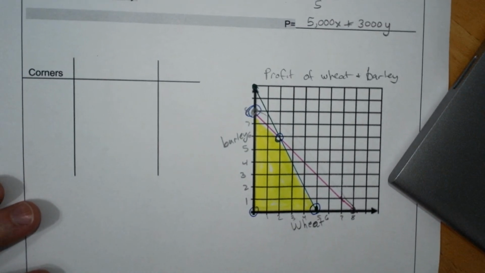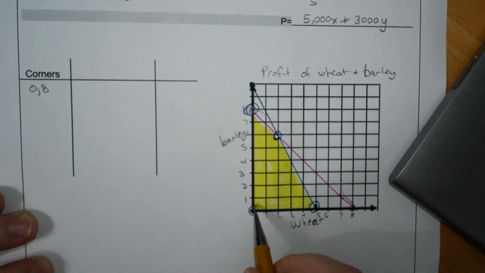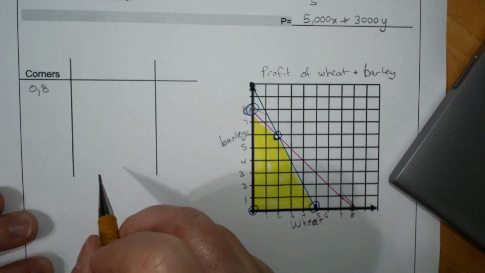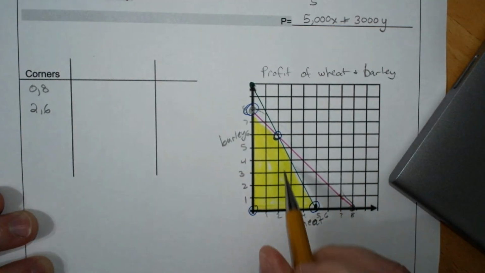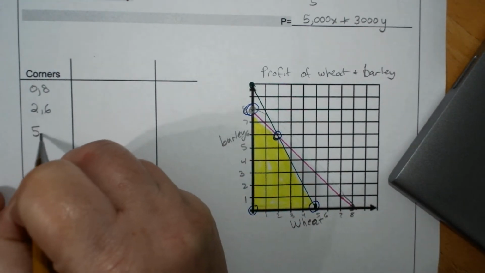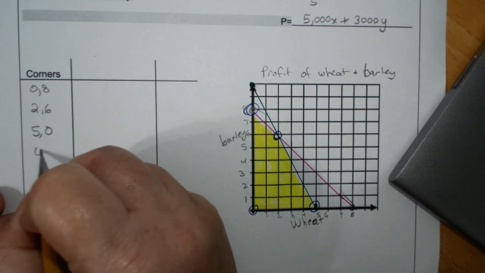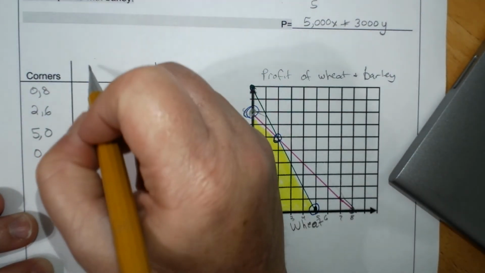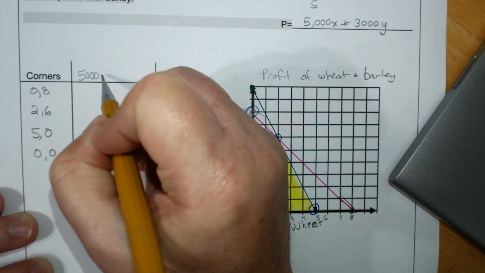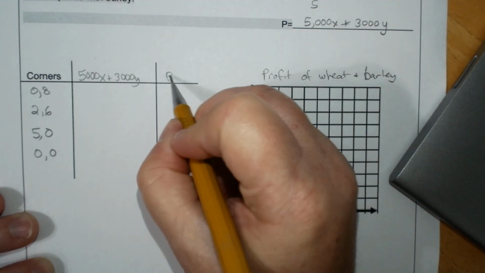So I'm going to use my corners. I'm going to use 0, 8. I'm going to use 2, 6. I'm going to use 5, 0. And I'm going to use 0, 0. And the way I make money is 5,000x plus 3,000y. And that will give me my profit.